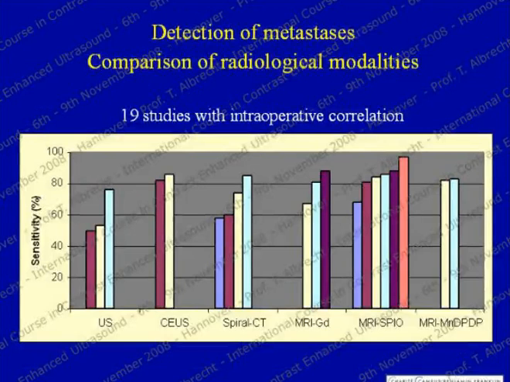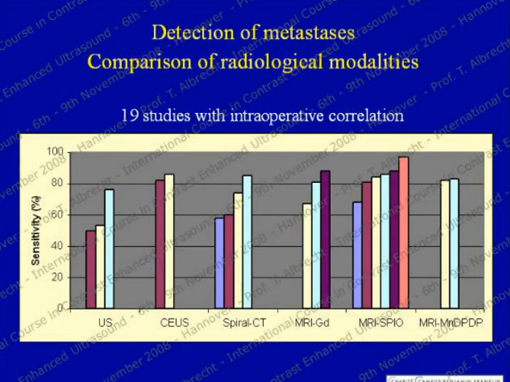Various studies, all with intraoperative correlation, conventional ultrasound, contrast-enhanced ultrasound, CT, and non-specific MRI, and MRI with liver-specific contrast media. You can see that contrast-enhanced ultrasound is probably in the same range as CT or contrast-enhanced MRI without liver-specific contrast. And those with liver-specific contrast agents, those studies do show a slightly higher sensitivity, and I still think that this MRI with liver-specific contrast agents continues to be the non-invasive gold standard of liver imaging.